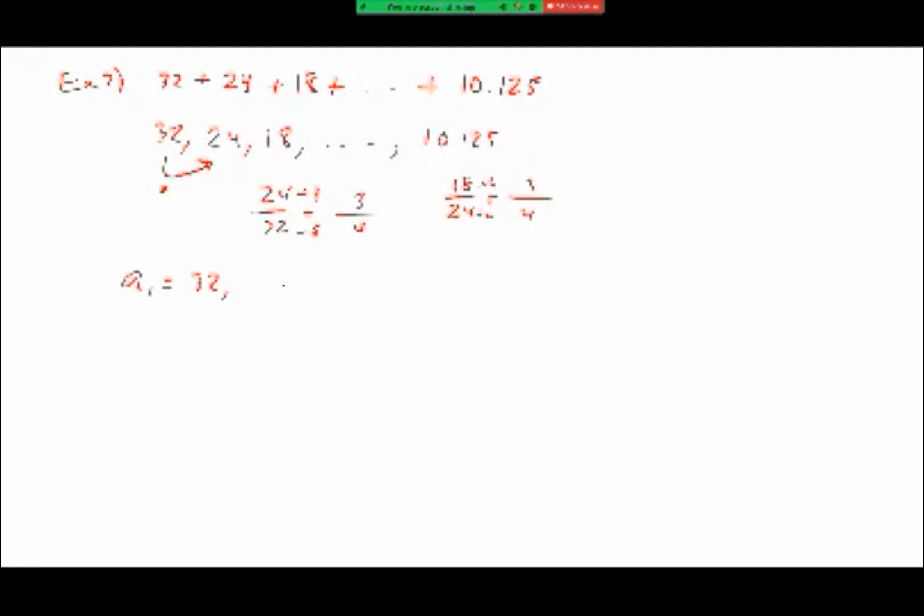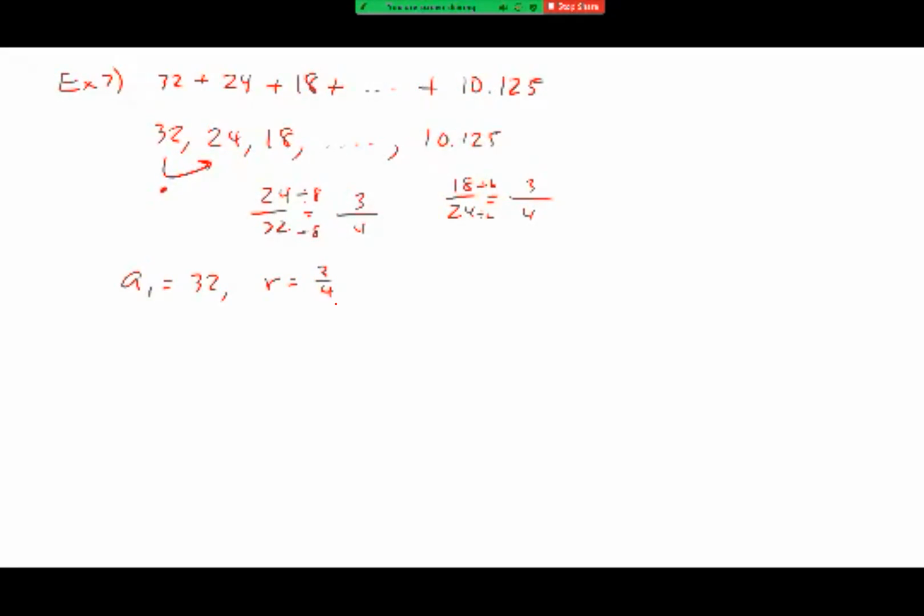A1 is 32. My r value is 3/4. And then all yours, by calculator or by hand? What do you guys say? We could do it Noah's way, by hand, going backwards: 10.125, divide by the r value, divide by r, that's how we get to 18. Or we could do it by calculator, where we know this to be true.